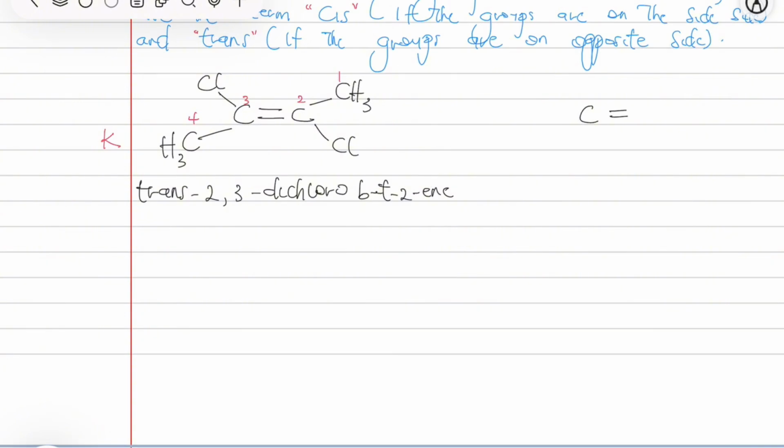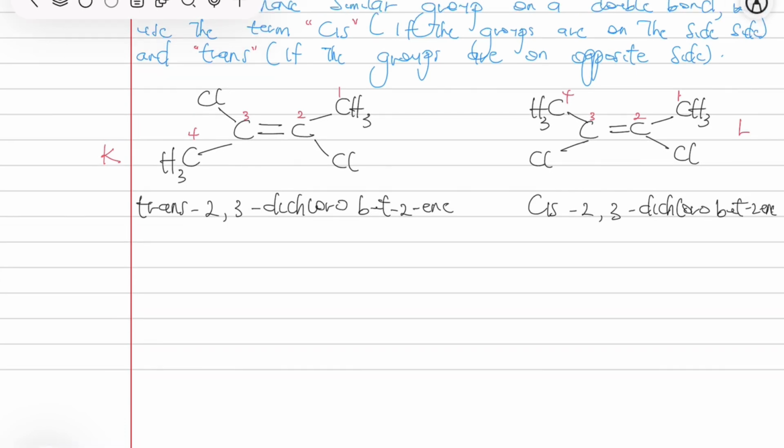It is 2,3-dichloro because we have the chlorine substituents at position 2 and 3 of the parent chain, and the parent chain is butene. It is but because the parent chain contains 4 carbon atoms, and it is 2-ene because the double bond is at position 2 of the parent chain. Compound L is named as cis-2,3-dichlorobutene. It is cis because the identical substituents are on the same side of the parent chain, and it is still 2,3-dichloro because we have the chlorine substituents at position 2 and 3 of the parent chain.